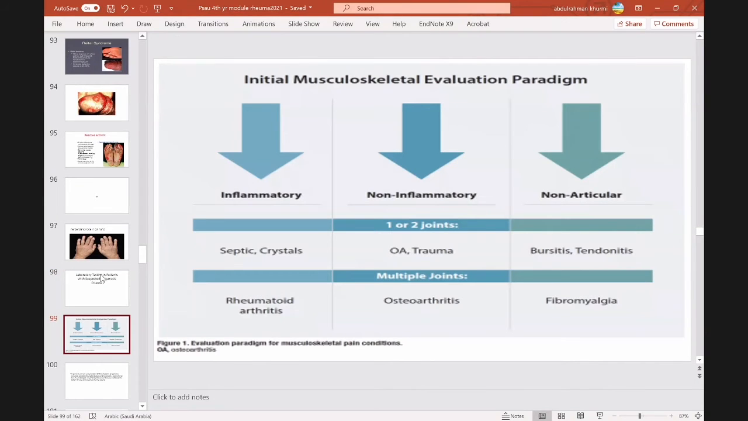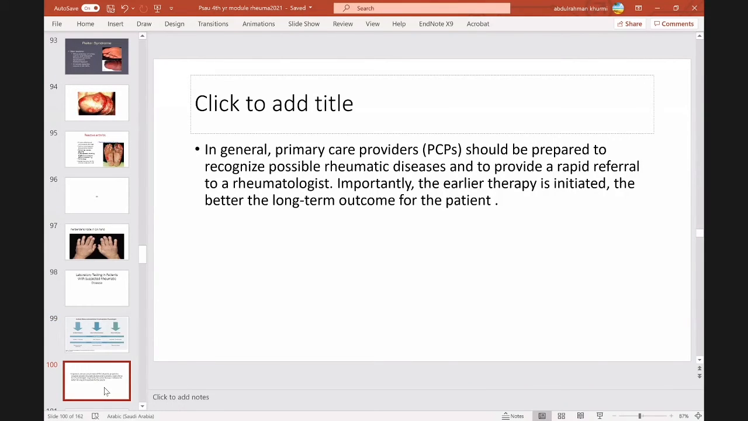So the last lecture is about laboratory investigations in rheumatological diseases. As we said initially, you should evaluate the patient, take the history, do the examination, and look for the signs. Is he having an inflammatory process like rheumatoid, septic, or crystal-induced, or non-inflammatory like osteoarthritis or trauma, or non-articular inflammation like bursitis, tendinitis, polymyalgia, or inflammation of the joint tendon? And then the GP should know about rheumatological illnesses and their presentation, because if left untreated, they might lead to permanent long-term outcomes.